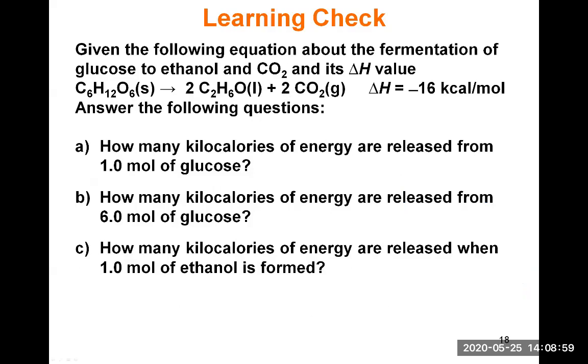So here, C6H12O6 is glucose. Glucose can be fermented into ethanol and carbon dioxide. The heat of reaction is negative 16 kilocalories per mole. So this is an exothermic reaction here.